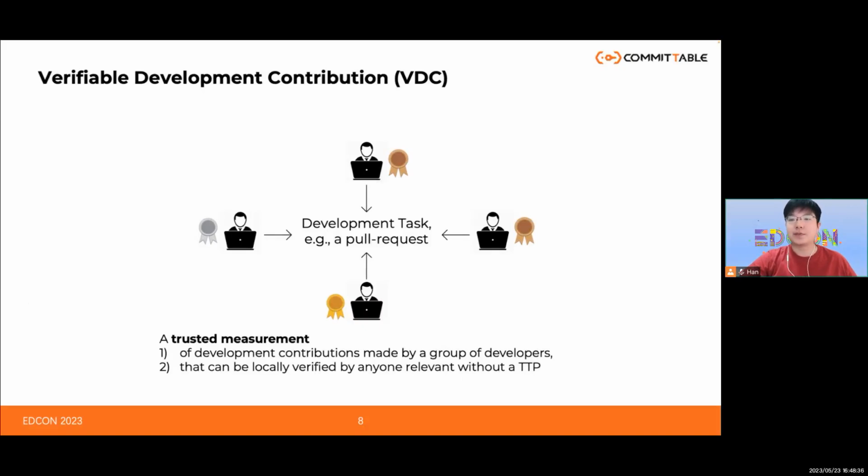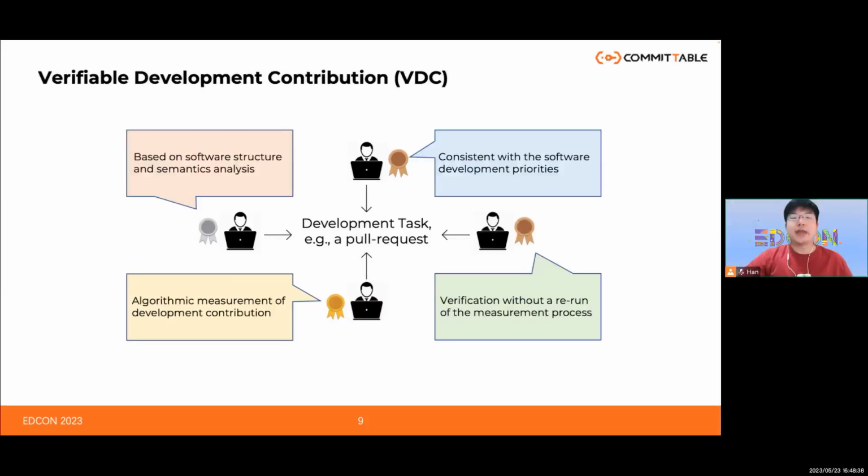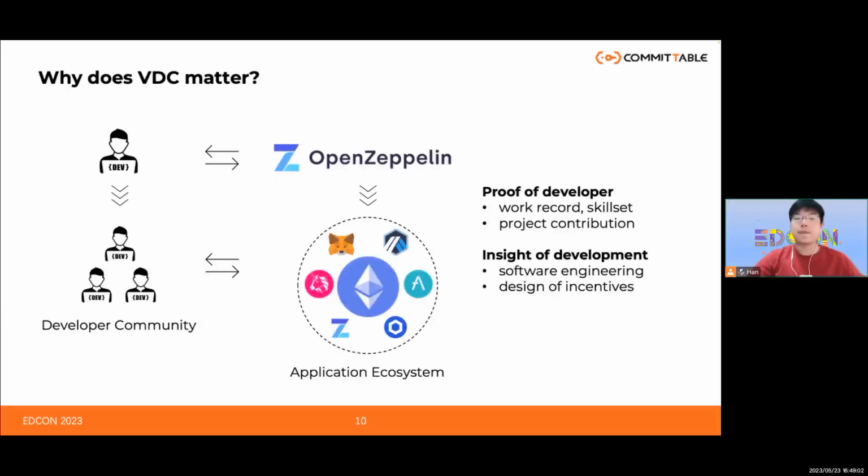So the expectations on VDC include, number one, it is algorithmic, therefore it scales for large projects. It is based on analysis of software structure and semantics. And also VDC needs to be consistent with the priorities specified in a project. And lastly, the verifiability should not require any re-execution of the measurement process.